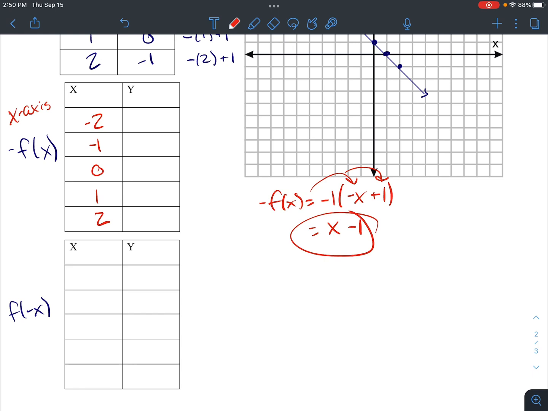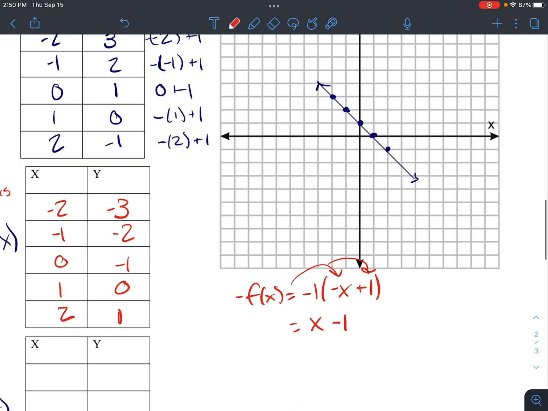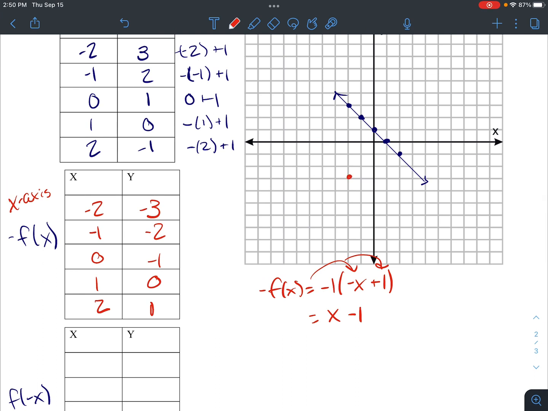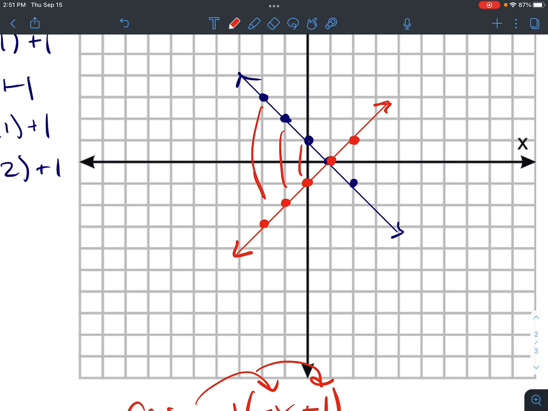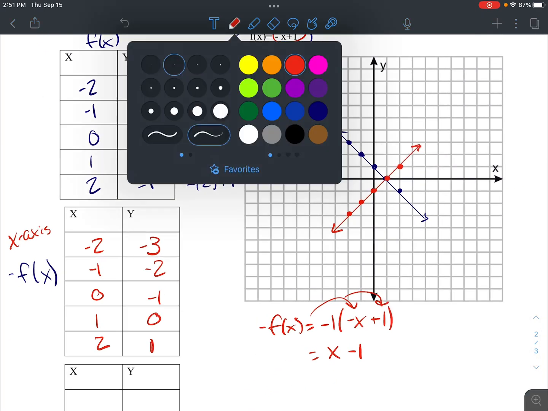So now all we do is we plug in our values, -2, -1, 0, 1, 2, into this equation. So -2 minus 1 is -3, -1 minus 1 is -2, 0 minus 1 is -1, 1 minus 1 is 0, and 2 minus 1 is 1. Go ahead and plot these points: -3, -2, -1, 0, and 1. Even just looking at this graphically, you can see that these points are directly across from each other, because we're reflecting across the x-axis. So we know graphically we are also correct.